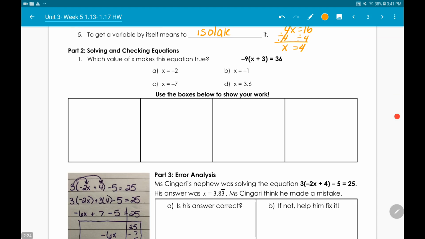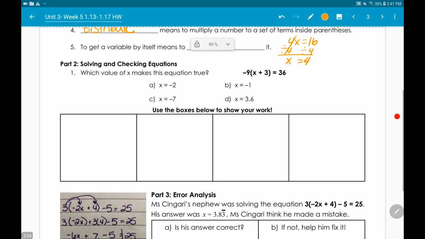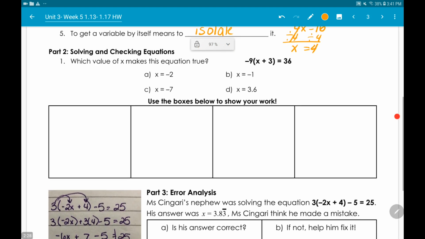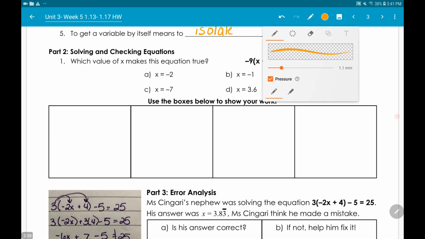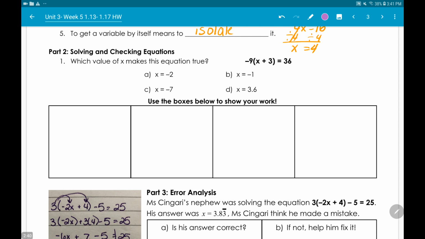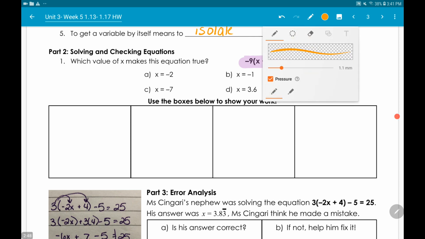All right, and let's move on. Solving and checking equations. That was the biggest part of this unit, and it's going to be your biggest part of your exam. So let's take a look. Which value of x makes this equation true? So just so you guys don't get confused, here is the equation we are talking about. And we want to know which value makes that true.